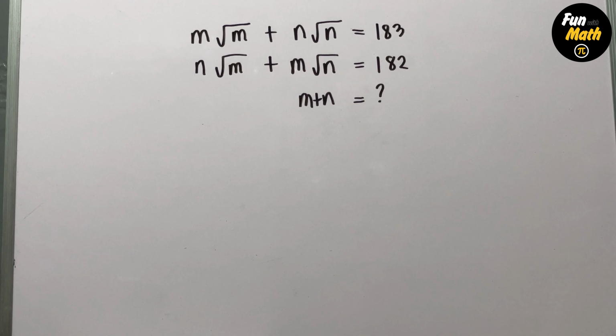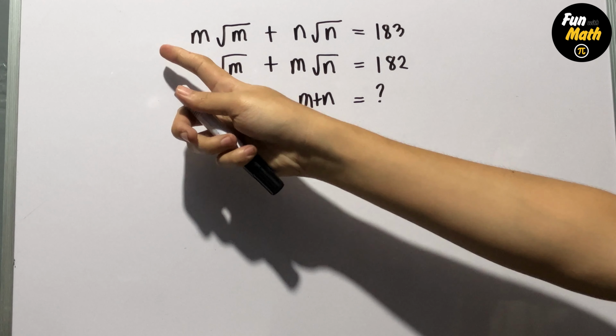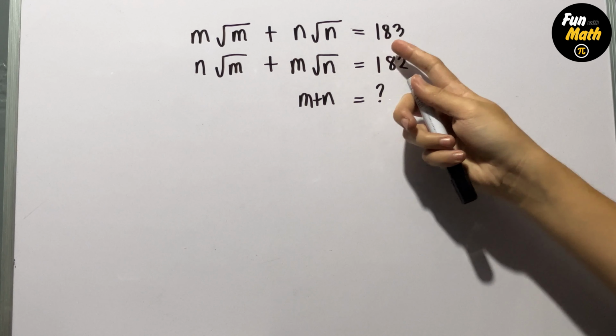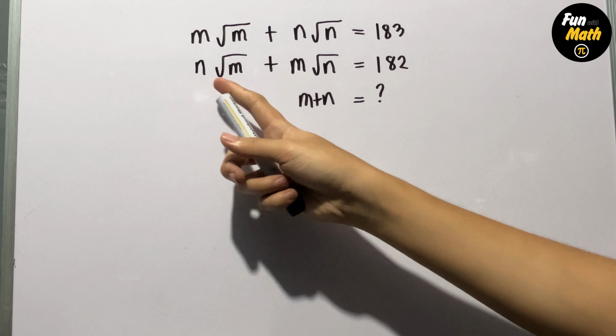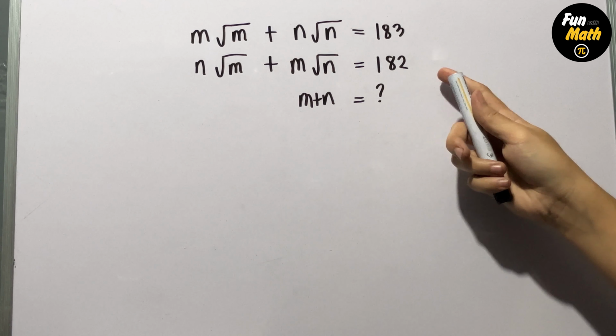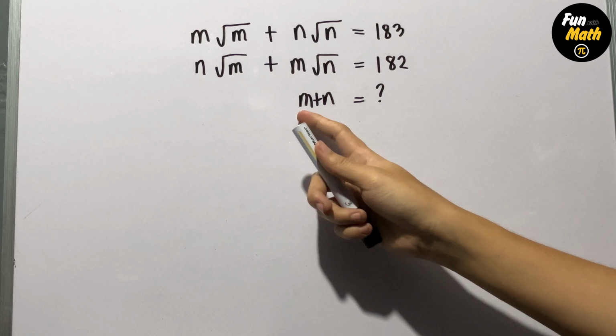For today, here's another problem. m square root of m plus n square root of n is equal to 183. n square root of m plus m square root of n is equal to 182. Find the value of m plus n.